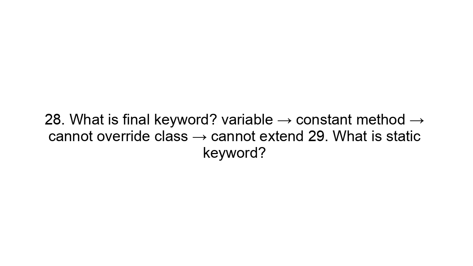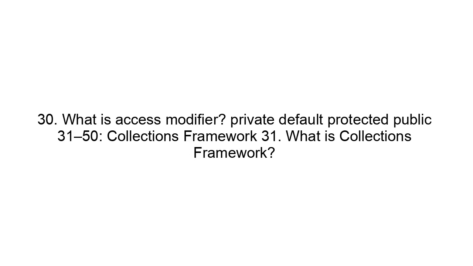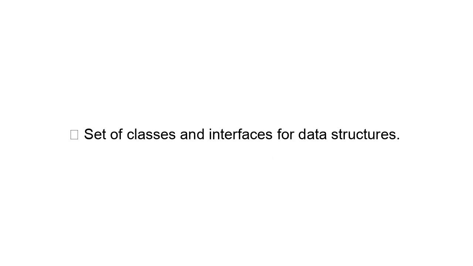29. What is the static keyword? Belongs to class, not object. 30. What is an access modifier? Private, default, protected, public. 31 to 50: Collections framework. 31. What is the collections framework? Set of classes and interfaces for data structures.